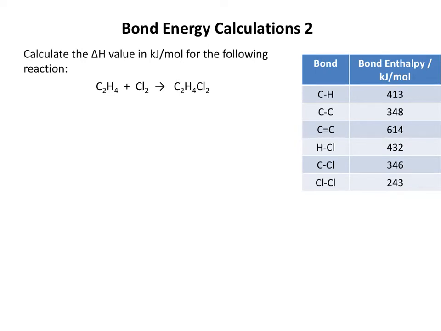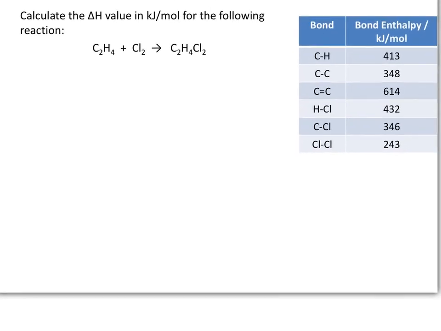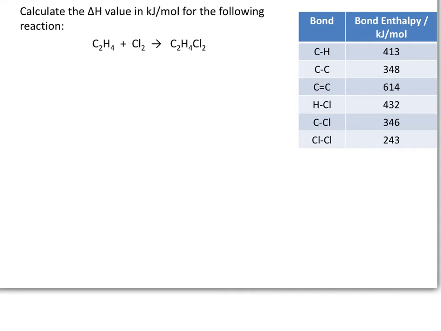Second question, calculate the delta H value for this reaction. I'm hoping you recognise the chemicals here. C2H4 follows CnH2n, and that's an alkene. I'm hoping you recognise that. So here's our alkene with 2 carbons, so it's going to be ethene.